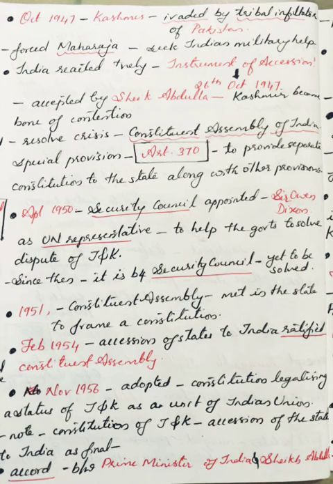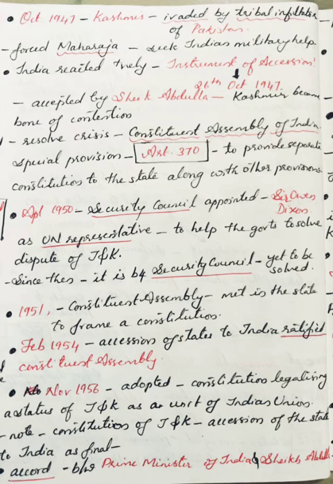Through this, Kashmir became the bone of contention, a long-standing argument. To resolve the crisis, the Constituent Assembly of India made a special provision through Article 370 to provide a separate constitution to the state along with other provisions. In April 1950, the Security Council, the organ of the UN, appointed Sir Owen Dixon as United Nations representative to help resolve the dispute of Jammu and Kashmir. Since then, it has been before the Security Council, yet to be solved.